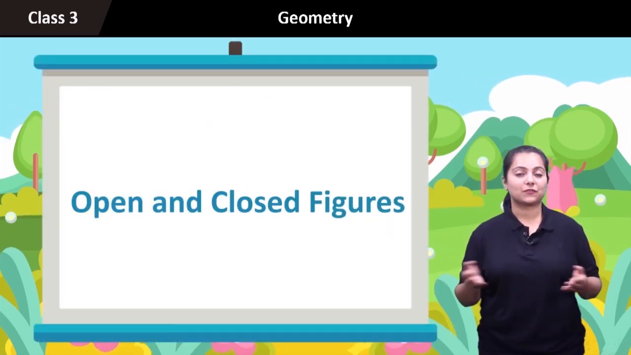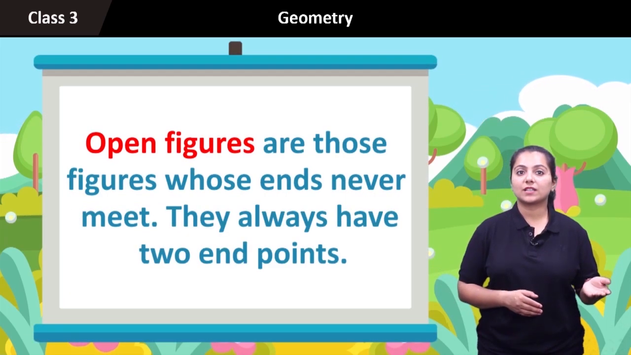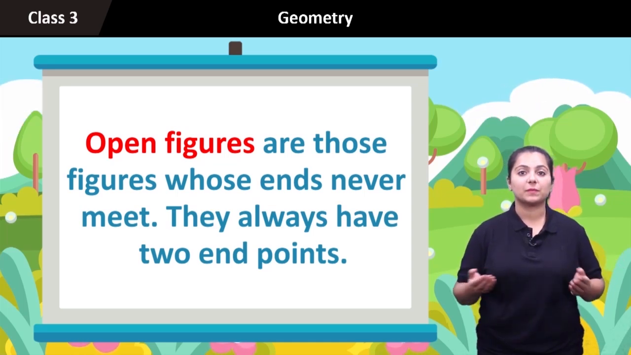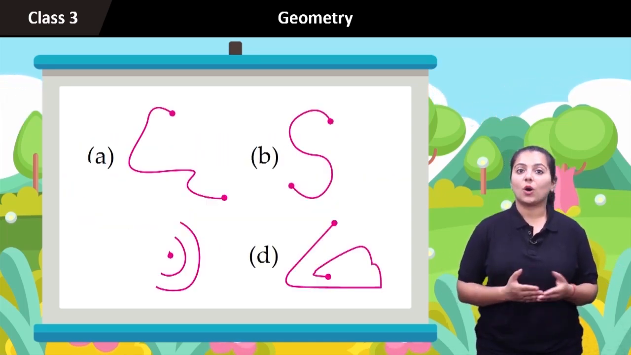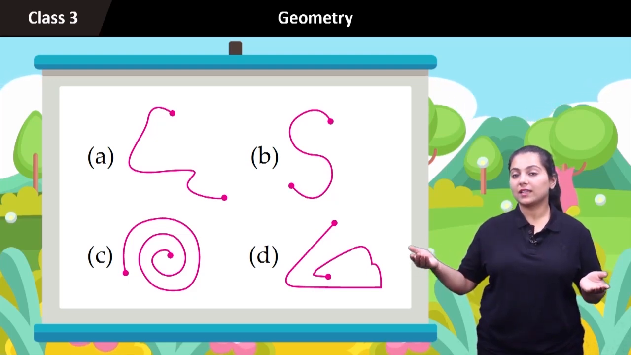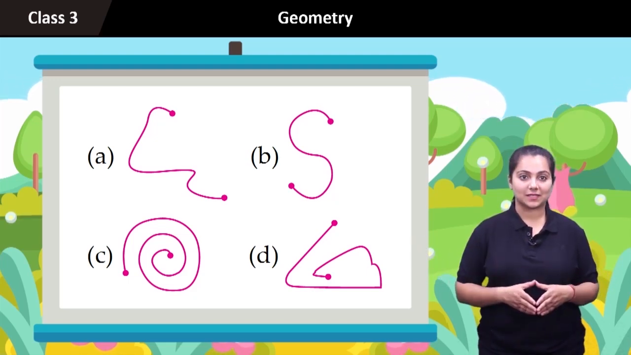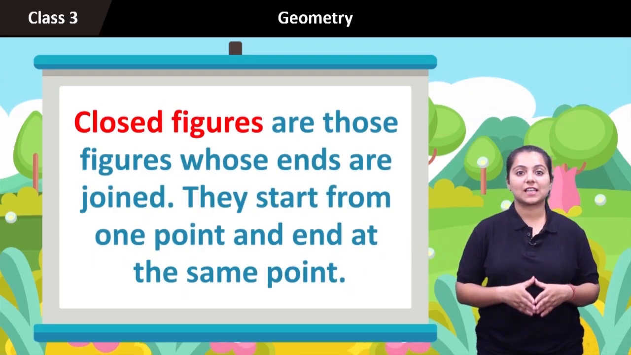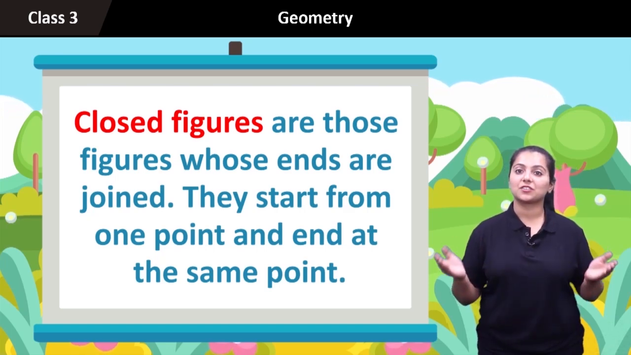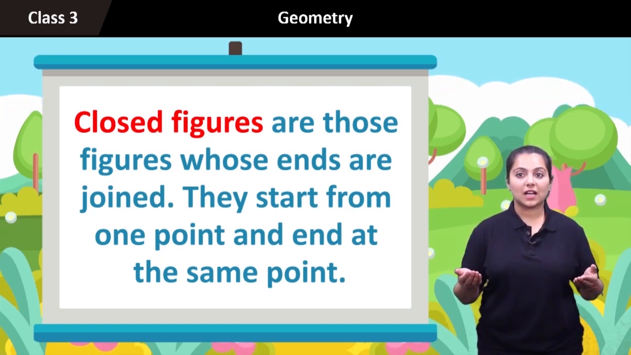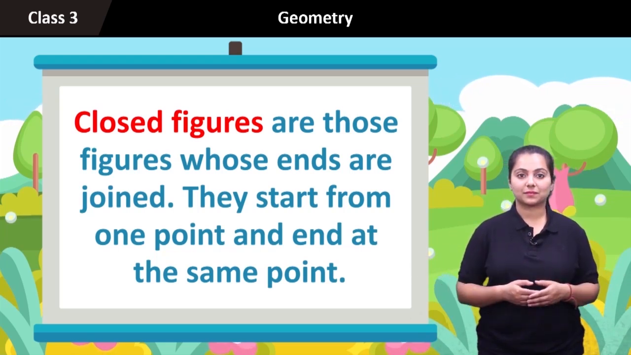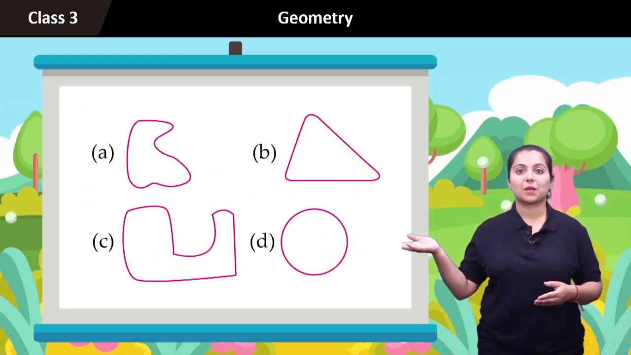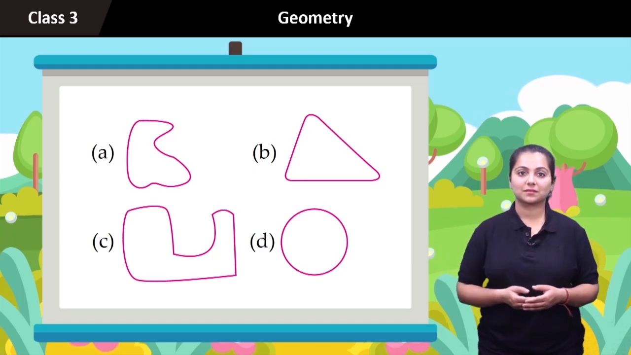Open and closed figures. Open figures are those whose ends never meet. They always have two end points. All the figures shown above are open figures. Closed figures are those figures whose ends are joined. They start from one point and end at the same point. All the figures shown above are closed figures.